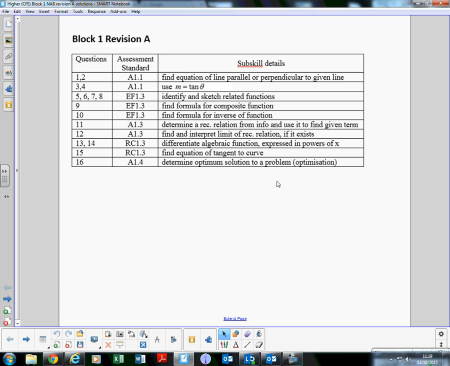So have a good look at this bit at the top of the questions. It tells you which sub-skill is being tested each time. And those are the sub-skills that will be tested in the assessment, obviously.